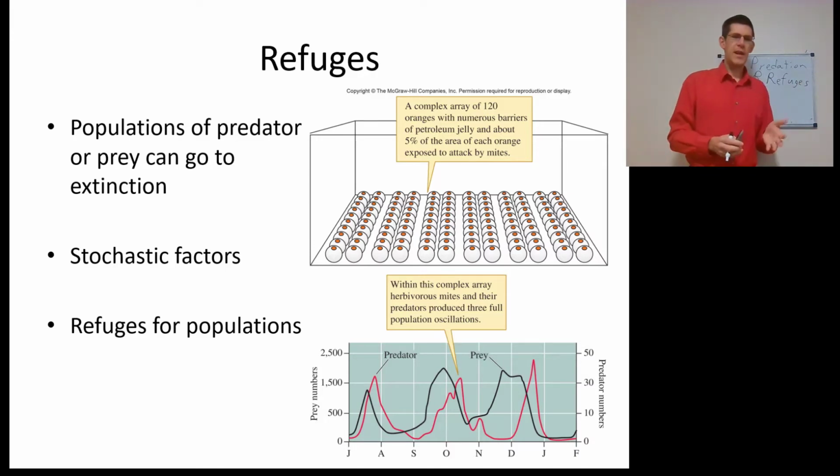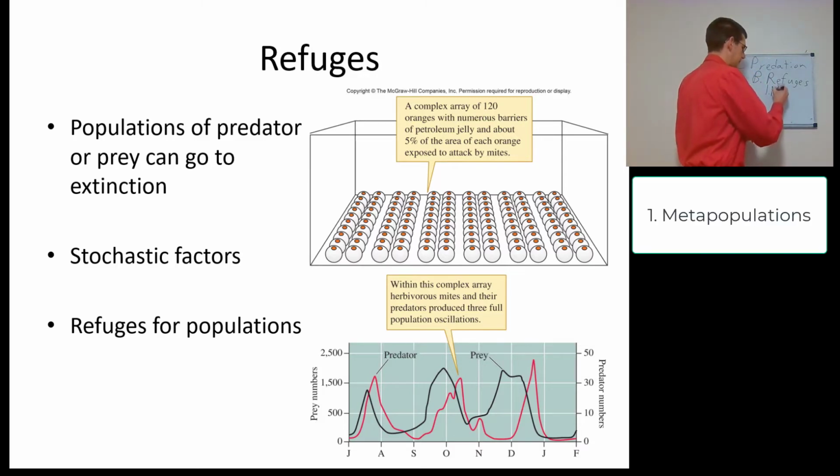So if prey numbers get too low, then you can have genetic drift, or stochastic factors can cause extinction. So it helps to have refuges for these populations, ways that the population can avoid predation, essentially a predator-free space. And one way is the metapopulation. Look back to your metapopulations, you'll see the same picture.